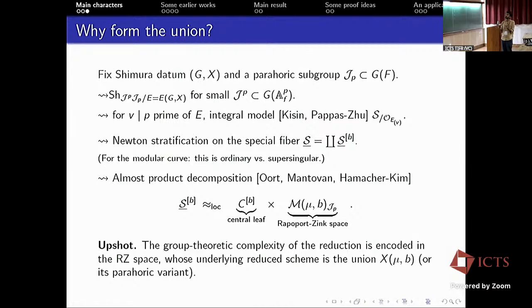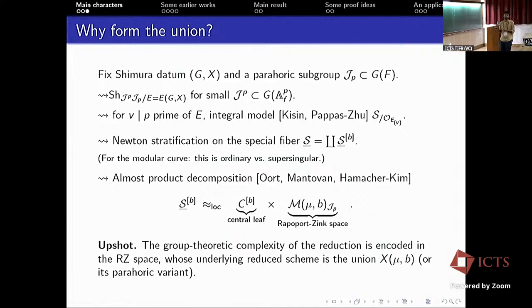This involves deep work of Kisin and Pappas, who prove that there are certain integral models depending on certain conditions that you impose on the Shimura datum. And once you have something like that, you can take a special fiber. So the special fiber decomposes into certain pieces, certain locally closed subvarieties.